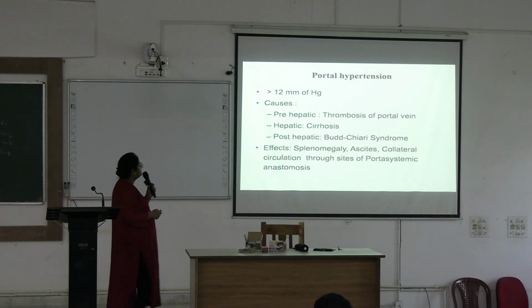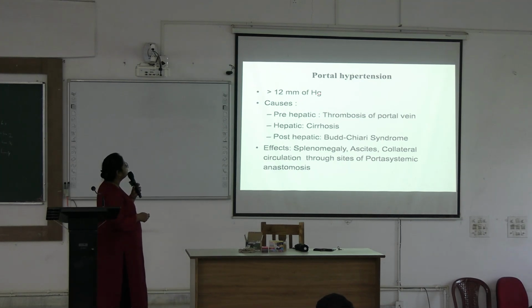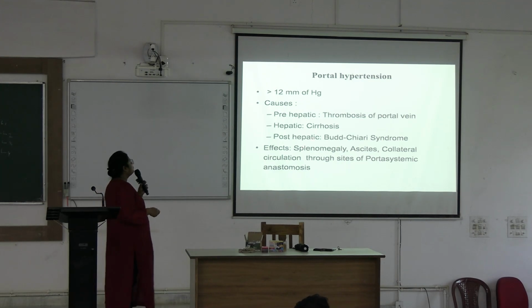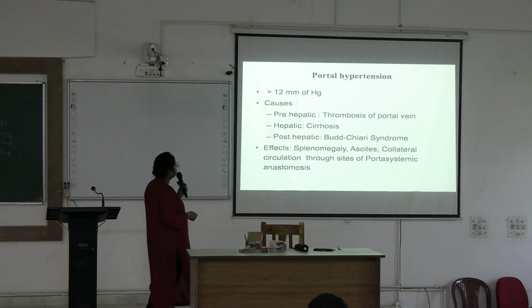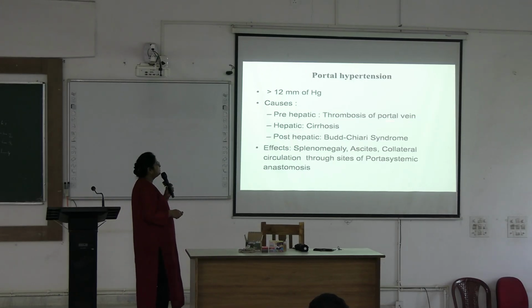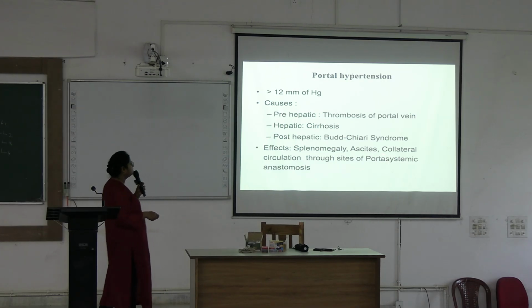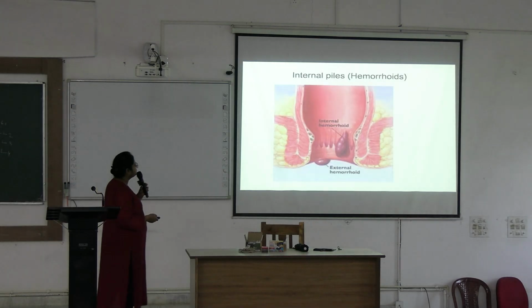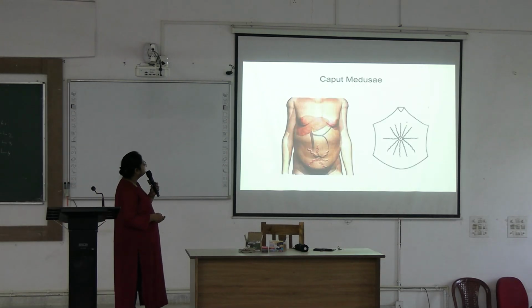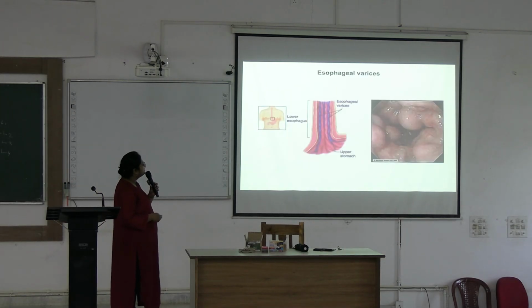Okay. So in portal hypertension, pressure is more than 12 millimeter of Hg. Causes are prehepatic, hepatic, posthepatic. Prehepatic cause is thrombosis of portal vein. Hepatic cause is cirrhosis of liver. Posthepatic cause is Budd-Chiari syndrome. Okay. Effects are splenomegaly, ascites, collateral circulation through the sites of portosystemic anastomosis. Hemorrhoids, caput medusa, esophageal varices. It will look like this. These are the dilated varices.